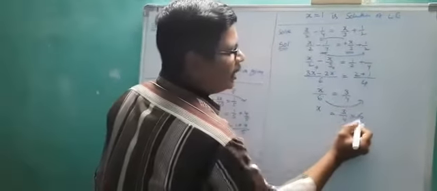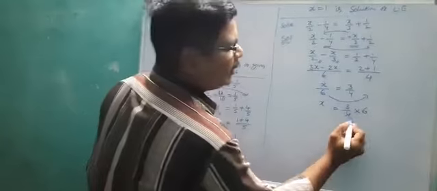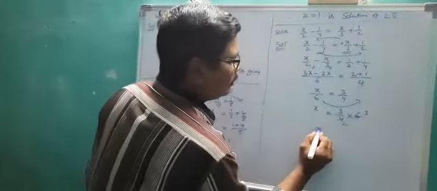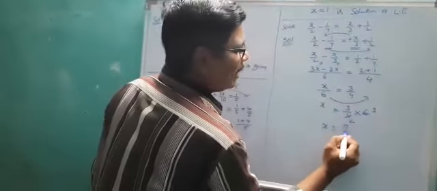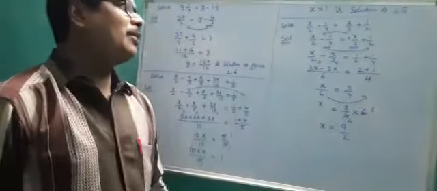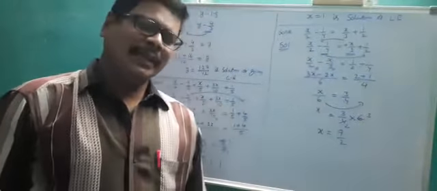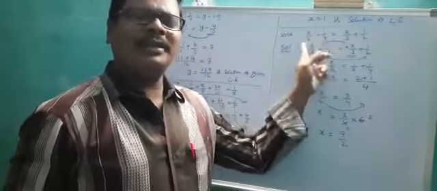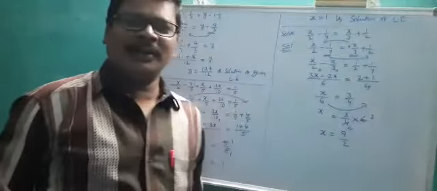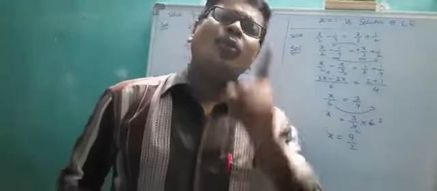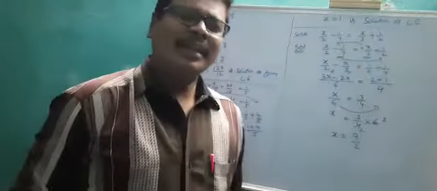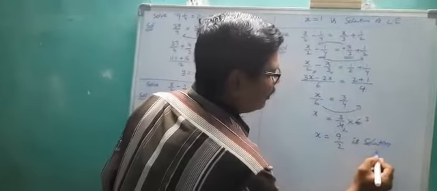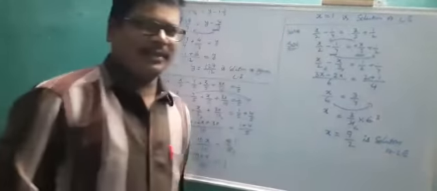Both have one common factor 2. That means 2 2s are 4, 2 3s are 6. Both are divisible by 2. So x equals 3 3s are 9 by 2. So this 9 by 2 is the solution of the linear equation. If you substitute x equal to 9 by 2 in the given linear equation, both LHS and RHS are equal. So x equal to 9 by 2 is the only solution of the given linear equation.